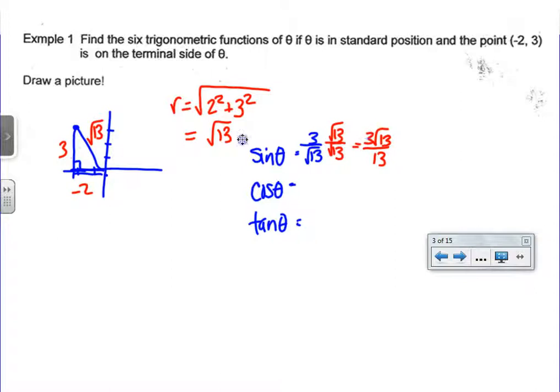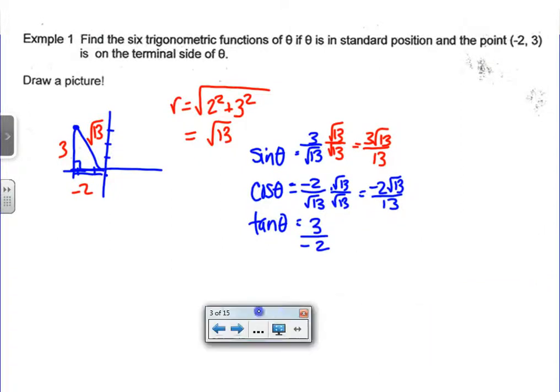The cosine of theta, even though the side of the triangle is 2 units long, I'm going to keep the negative with the x value, so -2, and then over the hypotenuse, square root of 13. So again, we're going to rationalize the denominator. Eventually I'm going to stop showing this step and expect you just to do this in your head. So it's -2 square roots of 13 over 13. And then the tangent of theta should be 3 over -2, and there's no radical to rationalize, so we're done.